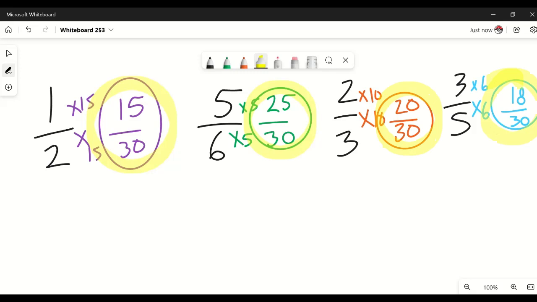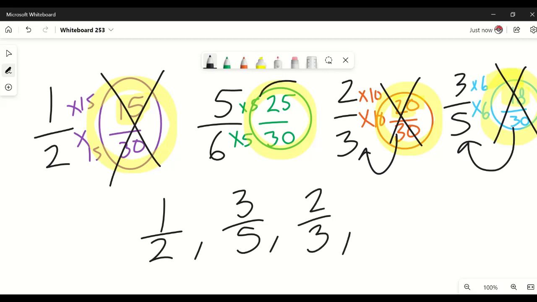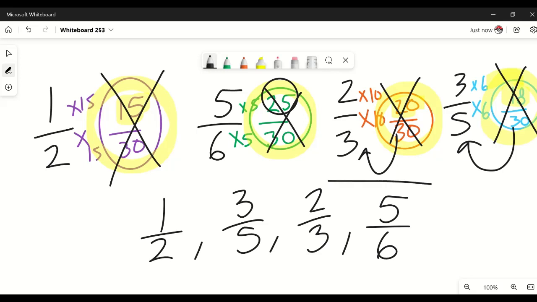The least or the lowest one is 15, which means from least to greatest, 1/2 will be the smallest out of the 4. I can cross that one off and I'm done. Next would be 18 out of 30, or the original fraction was 3/5. Then I'm going to have 20 out of 30, or the original fraction was 2/3. And last but not least, 25 out of 30, or 5/6. So from least to greatest, I have 1/2, 3/5, 2/3, and 5/6, and that is my answer.